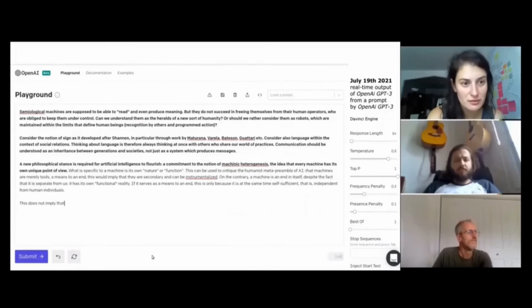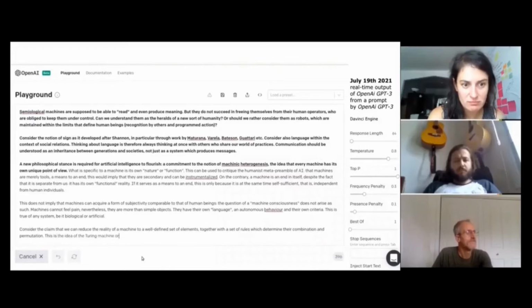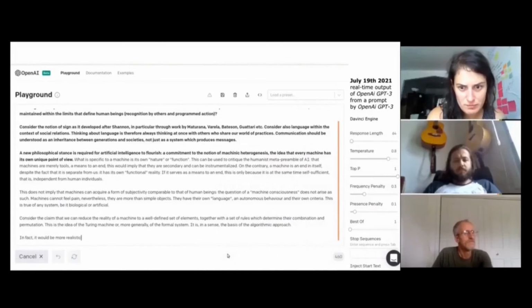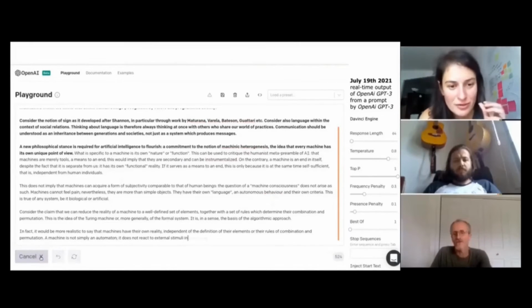So here we would like to show you some examples that we have pulled from our experiments. This one is one of the experimentations we did with GPT-3 on July 19th. We are using the real-time output from GPT-3 and we are going to be using a prompt that we had come up with in our previous experimentations.